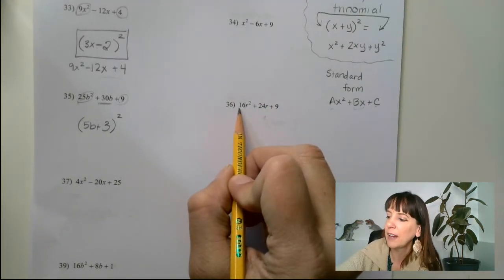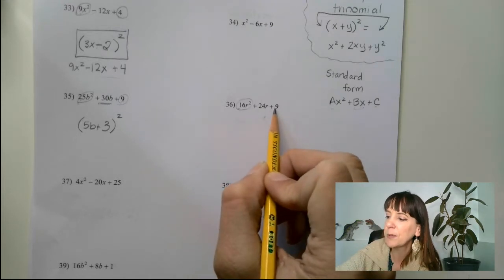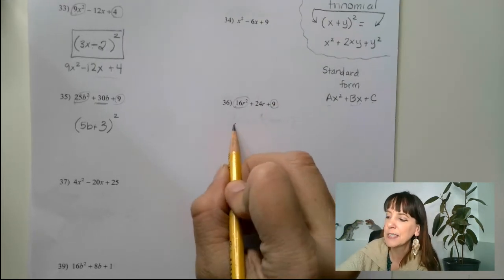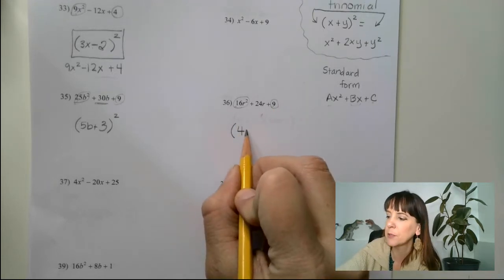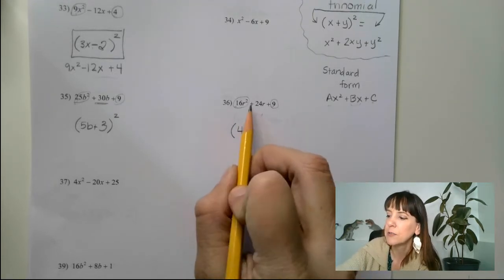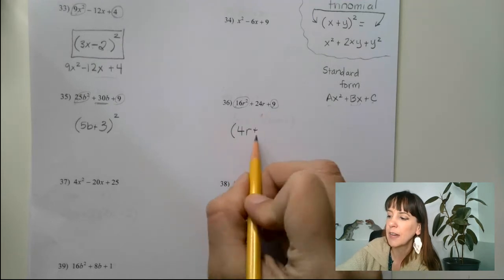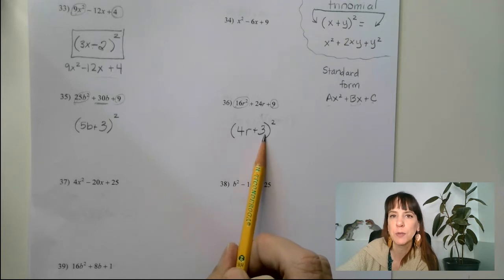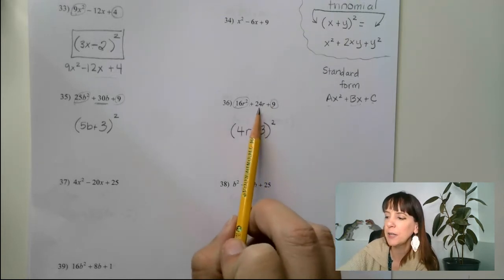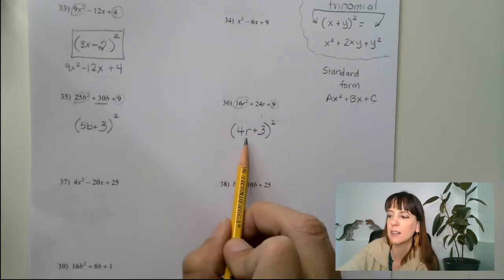Yeah, all right, we're on this. Let's look at this guy. We've got 16r squared and 9. So this is probably a perfect square trinomial. And it doesn't always work that way, so you always have to double check. But we'll use this sign, plus, and then the square root of 9 is 3 squared. Now, 4r times 3 is 12r. Double it, you get 24r. So this is our answer right here.